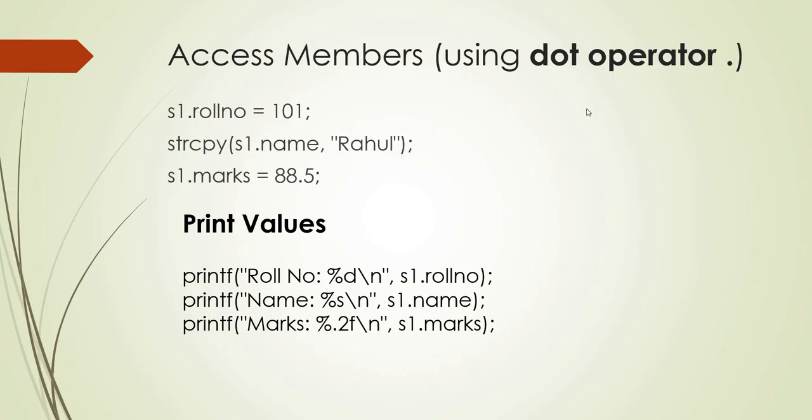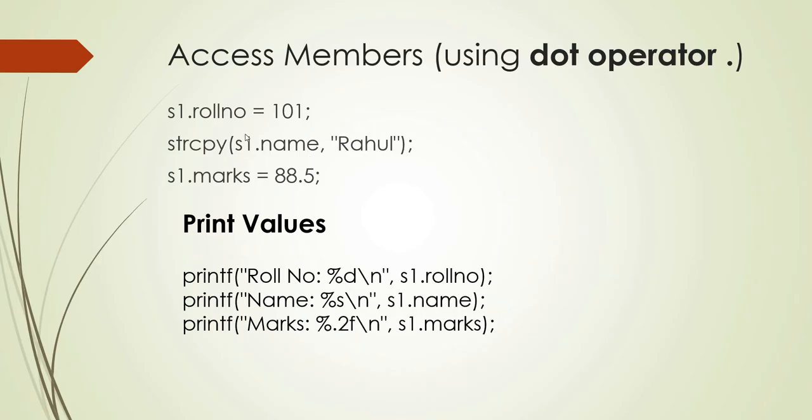With the help of the structure variable and the dot operator we can access the members. So S1 dot roll number I have given as 100, strcpy I have used for the name, which is given in double quotation marks, followed by marks, for which I have used 88.5. So it means that it is a float data type. So how to print all those values? Yes, with the help of format specifiers we can print the values.